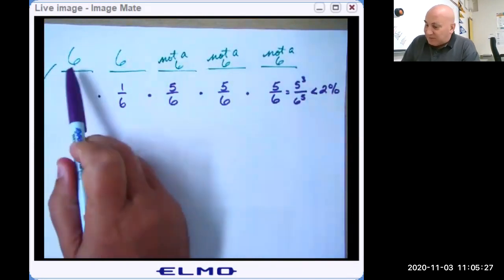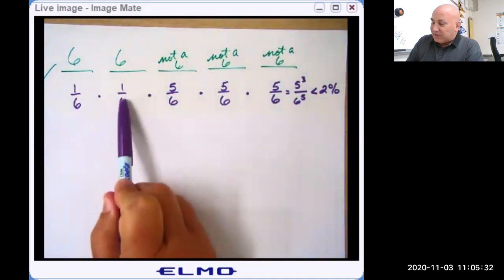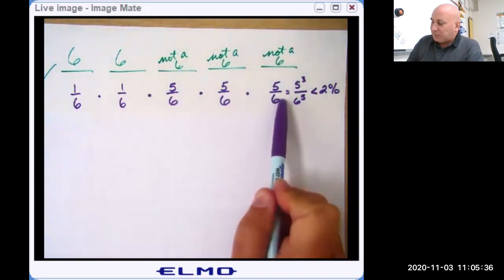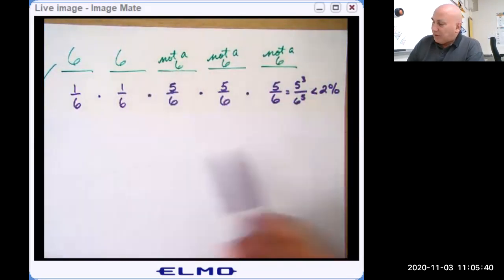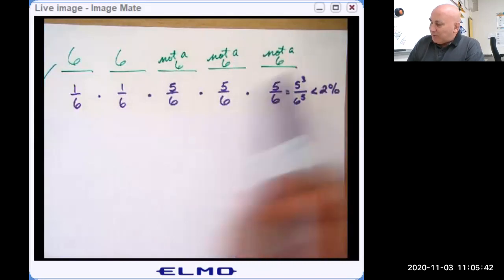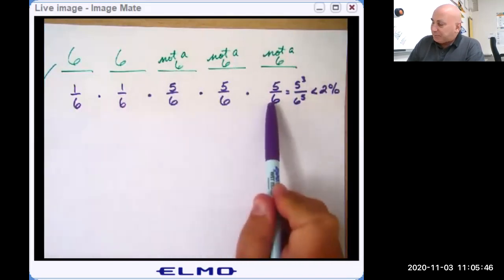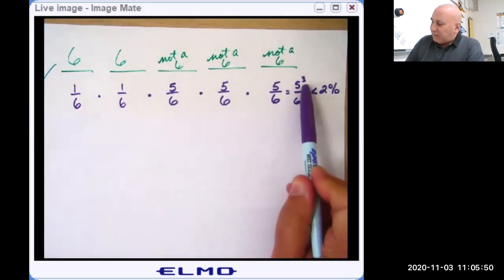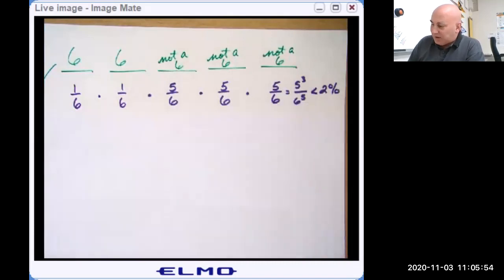Well, the probability of getting a 6 is 1 out of 6. Probability of getting a 6 is 1 out of 6. And there's a 5/6 chance of failure, getting not a 6. So that probability, when they're independent, you could just multiply them together. That comes out to be 5 to the third over 6 to the fifth, which is less than 2%.